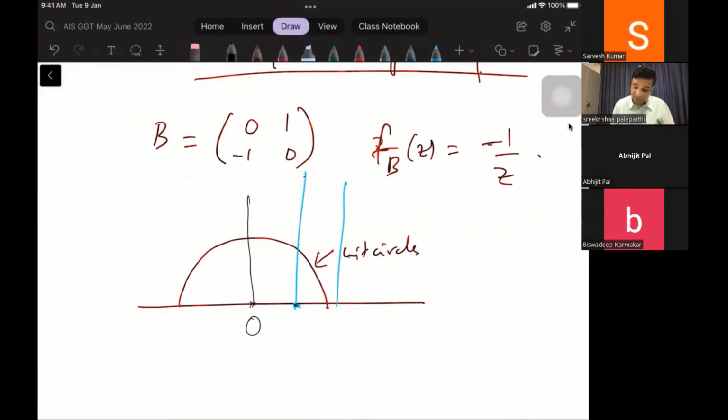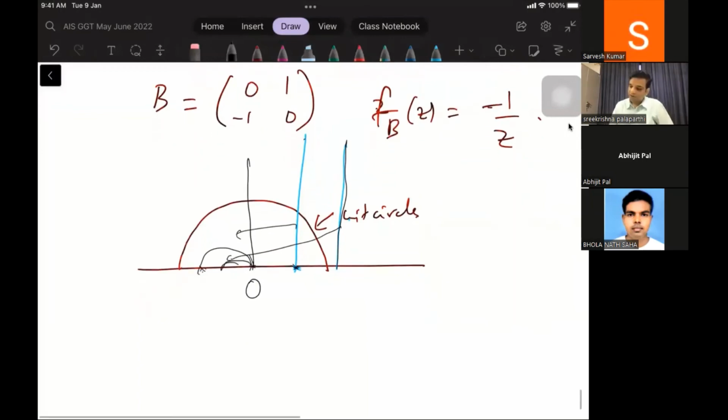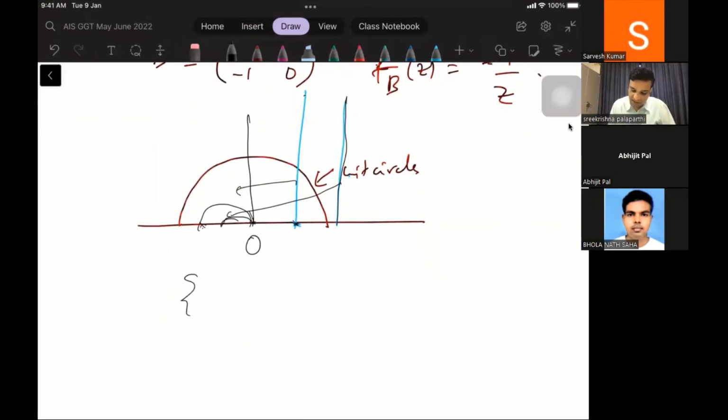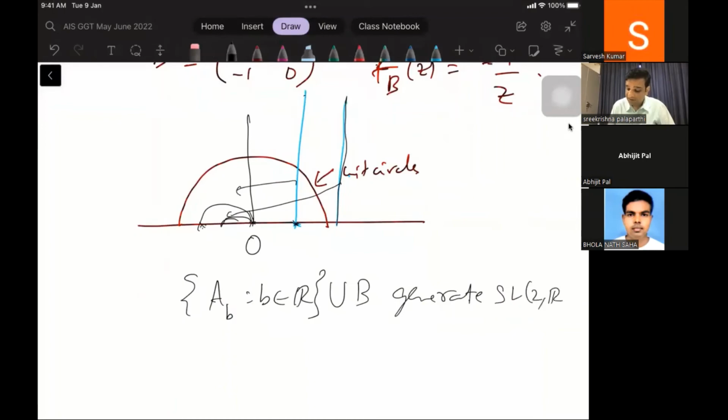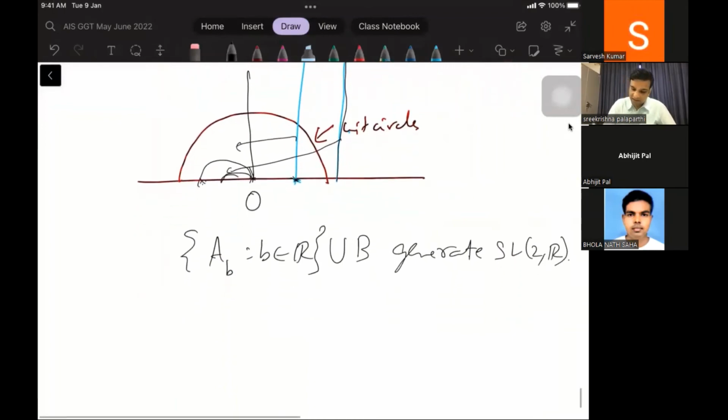This point goes to minus 1 by this real number. So this guy comes to something like this, and so the image of this will be a circle like that, and the image of this is a circle like that, or maybe smaller actually. Depends on its magnitude, so it will be smaller. So this comes there, etc. So you can study the properties of this, and A_B for B belonging to the reals, these generate SL2R. It's a fact that these generate SL2R.